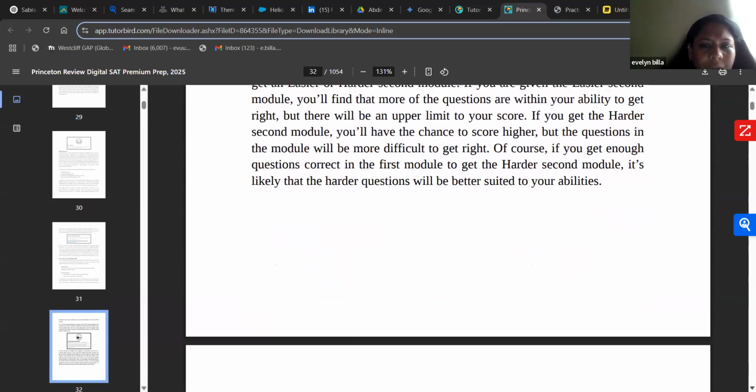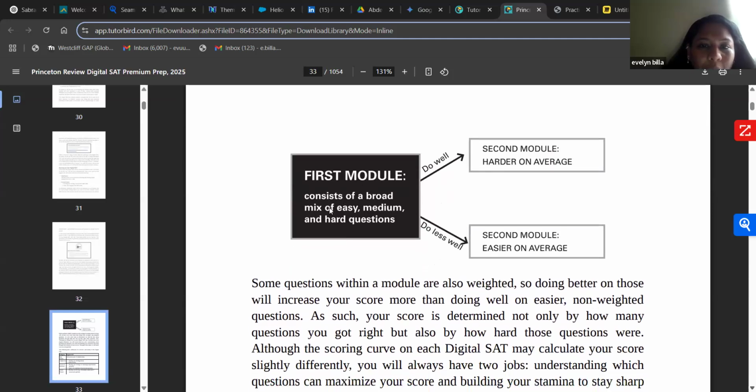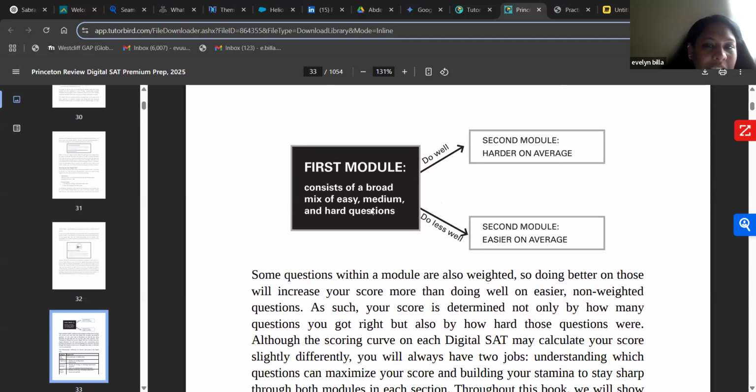There will always be 2 modules. The first module consists of a broad mix of easy, medium, and hard questions. So here, this is the first module. It will be a mix of all of this. Then the second module will be hard on average. And the second part of the second module will be easier on average.